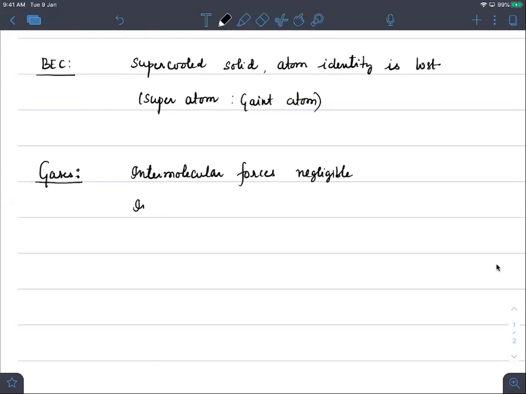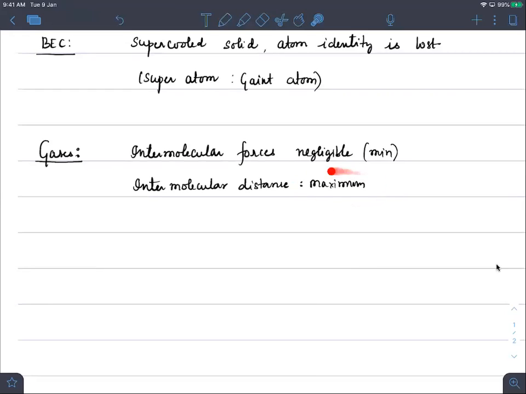Next, intermolecular distance. Intermolecular distance, right, is maximum, right? Got it. Here it is negligible, so I'll write it as minimum as well.